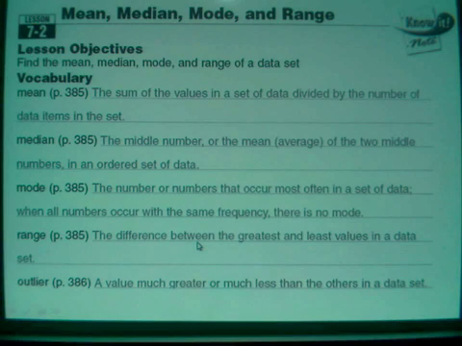We'll start with the definition of mean. Mean is the sum of the values in a set of data divided by the number of data items in the set.